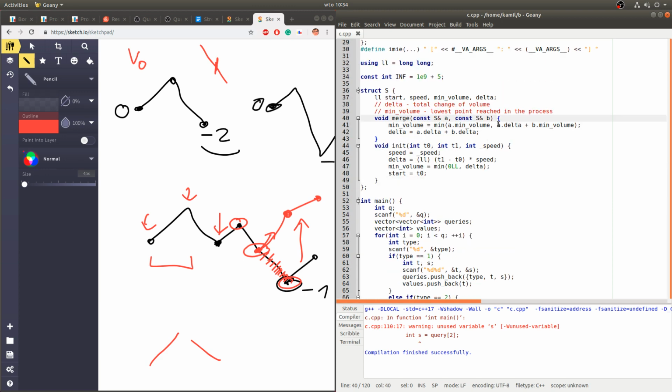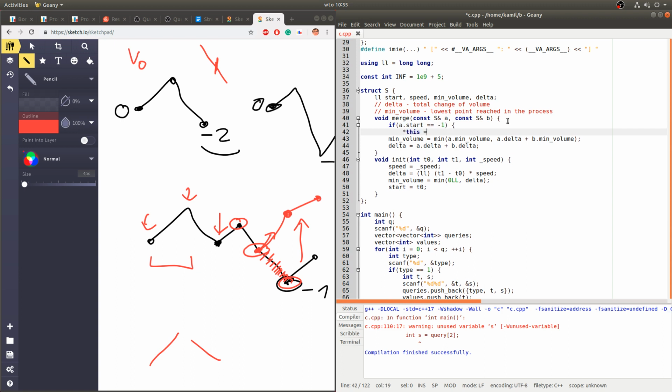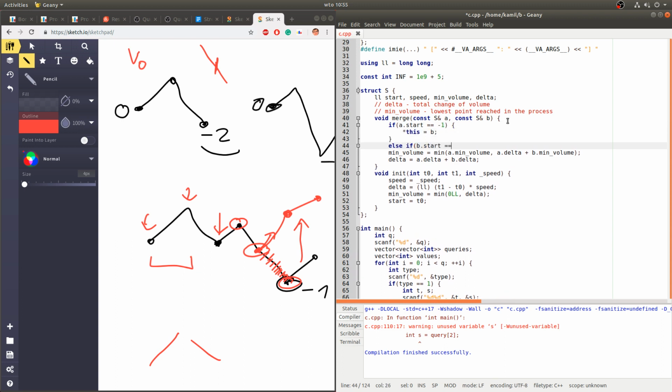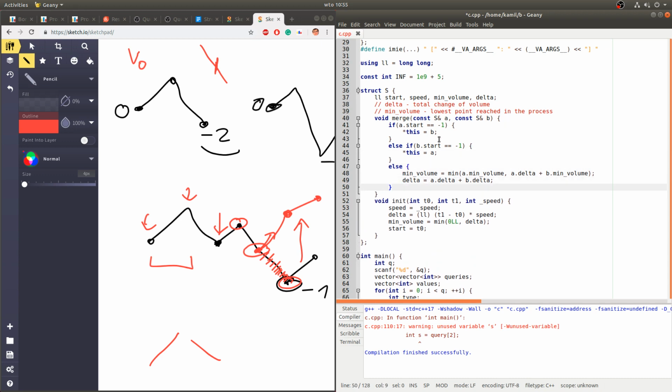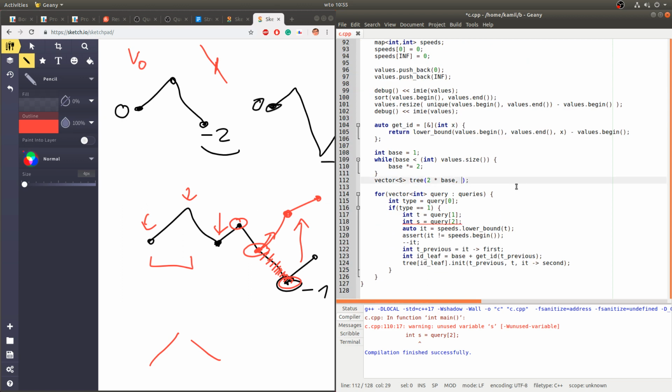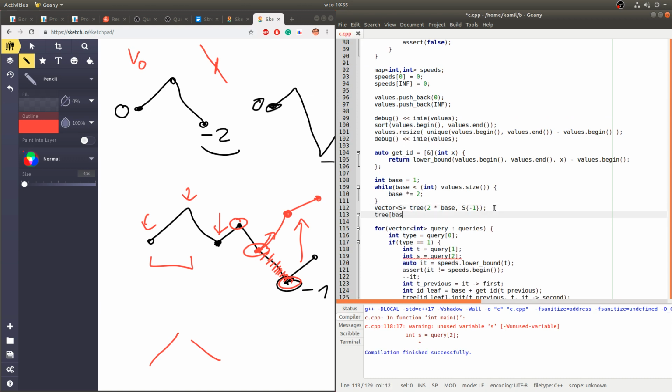When I merge two things, some leaves are empty, they don't represent anything significant. Let's represent that by having start equal to -1. So if a start is -1, this is b, else if b start is -1, this is a, else the real merge. When I initialize the tree, all the vertices will be fake, so will represent nothing. Then tree of the first leaf will be init from 0 to infinity with volume 0. Okay.